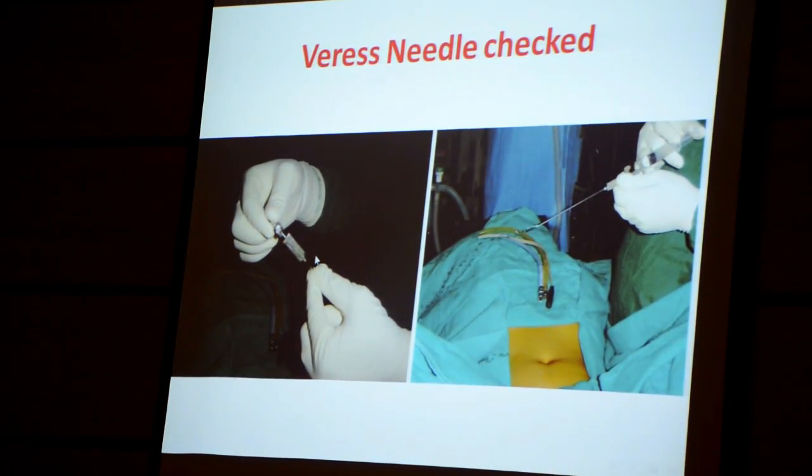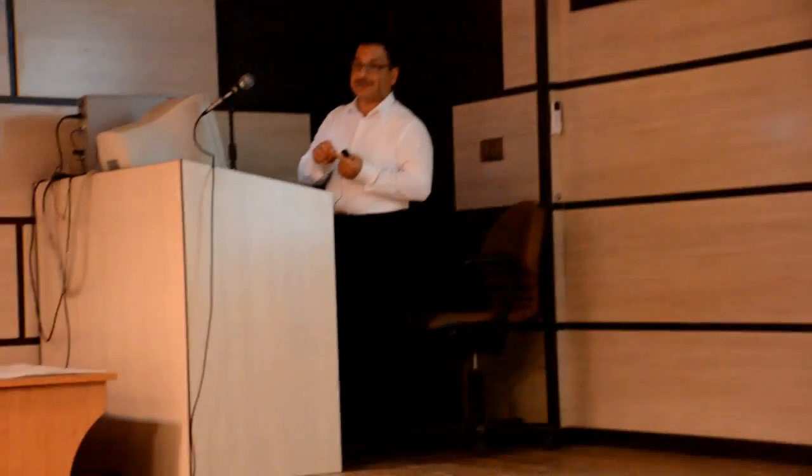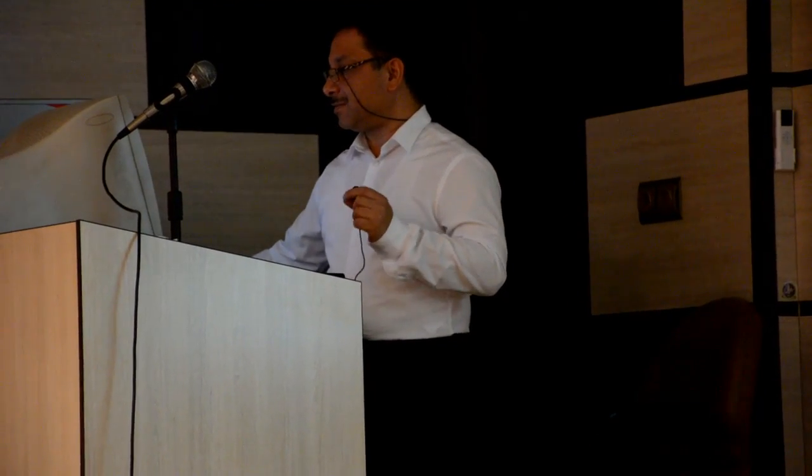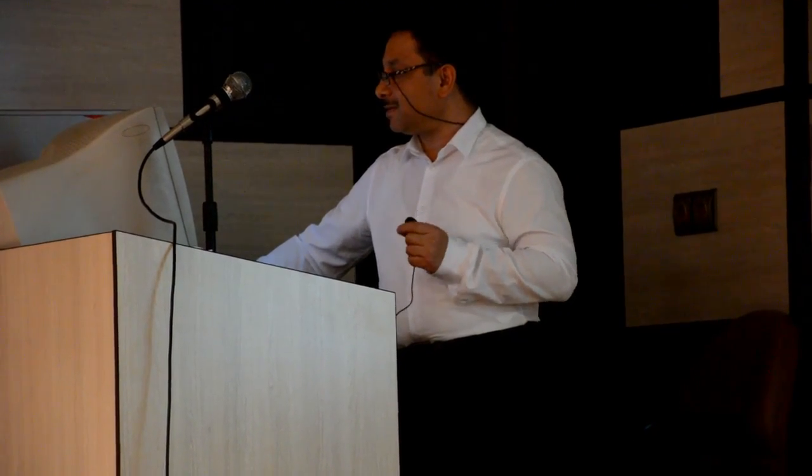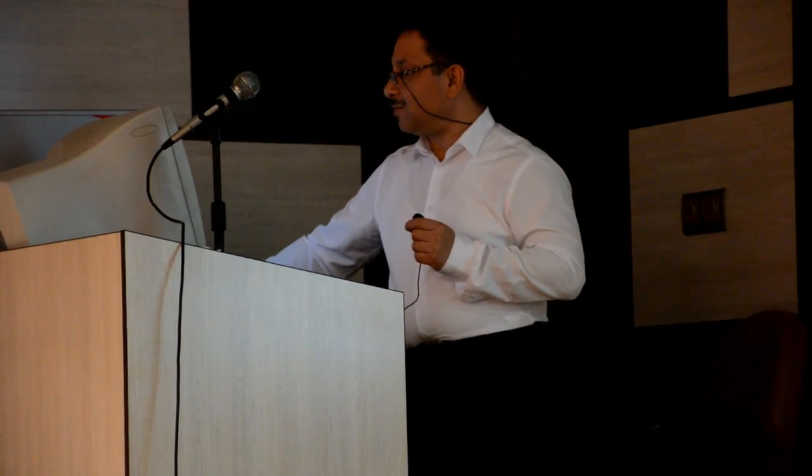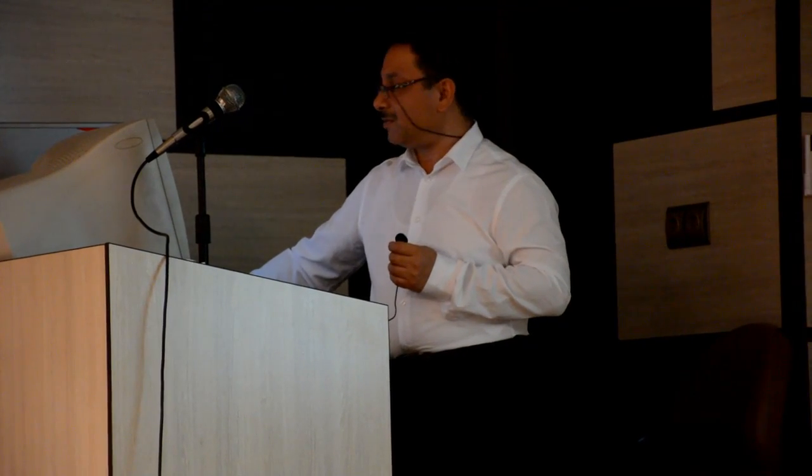We should check the Veress needle because it has springs, and we can check the spring. Sometimes it is not working, and we can check with a syringe inside the Veress needle whether it is open, or sometimes there is debris or an obstacle inside the needle. We should stabilize the umbilicus with two clamps and stab the crease. Usually, we use a small incision.